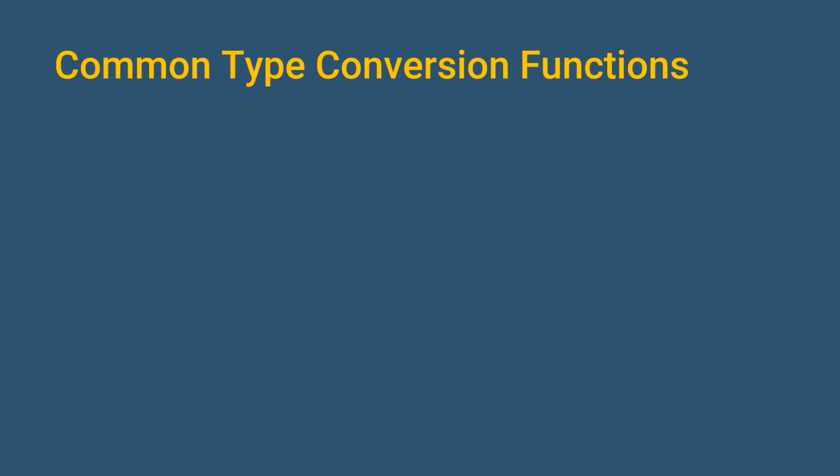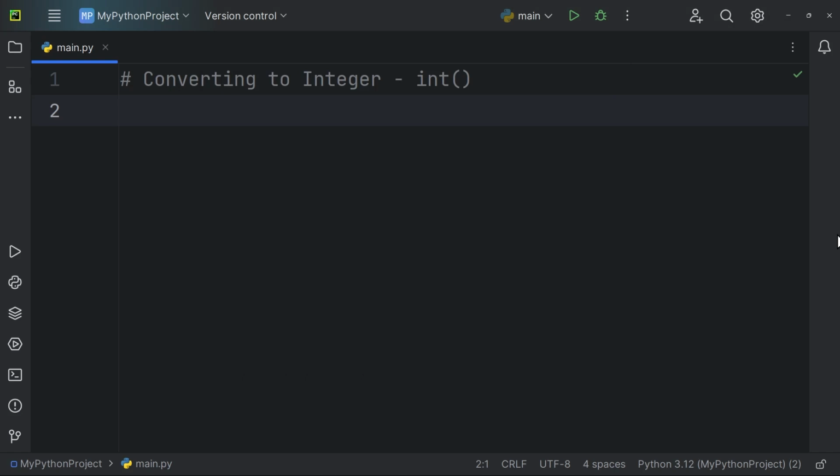Explicit type conversion is done using special functions called common type conversion functions. These functions allow us to convert a value from one data type to another. Here are some common type conversion functions.